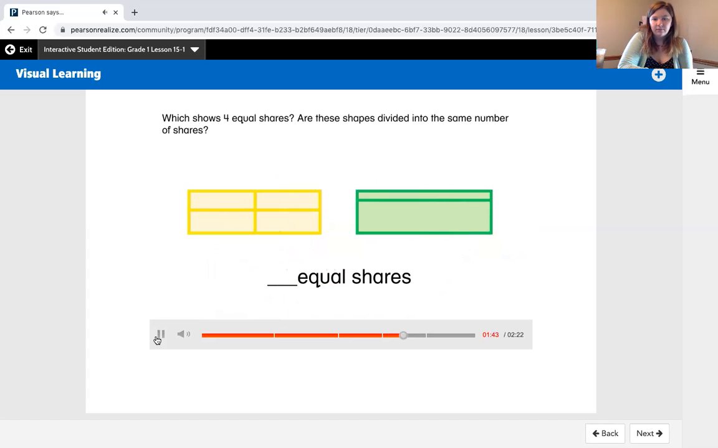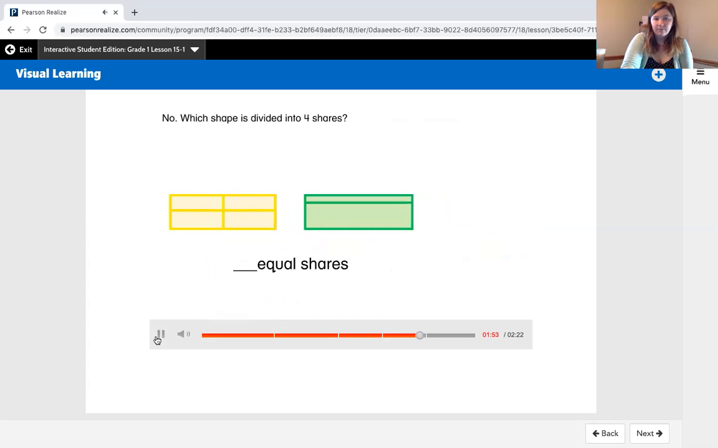Which shows 4 equal shares? Are these shapes divided into the same number of shares? No. Which shape is divided into 4 shares? Select your answer. We're going to look for the shape that's divided into 4 shares. I see that this shape has 1, 2 shares. They are not equal. This one has 1, 2, 3, 4. It has 4 equal shares.